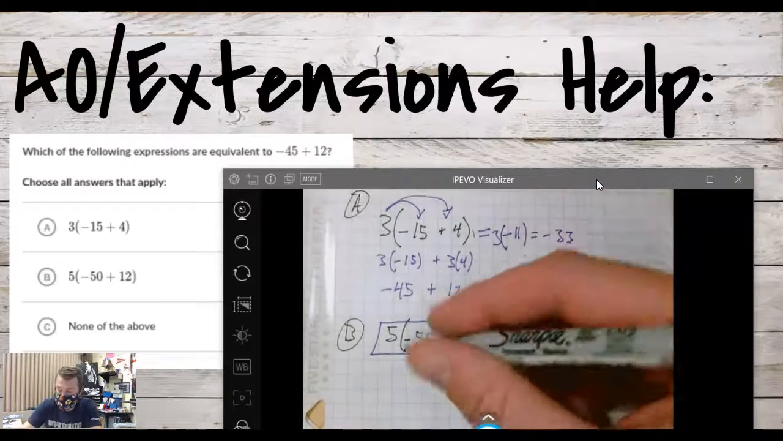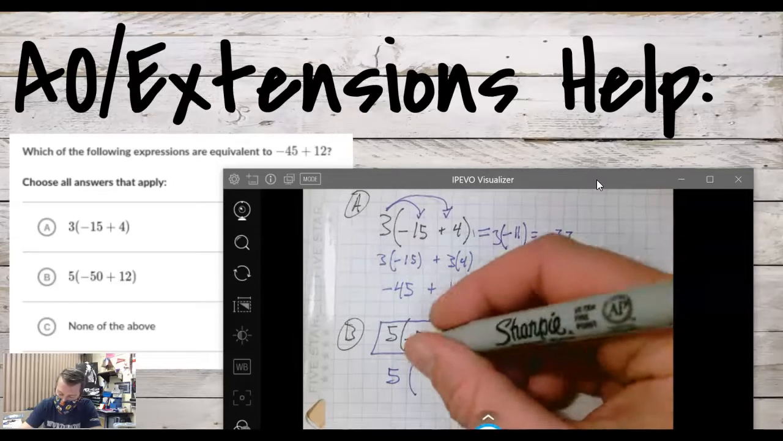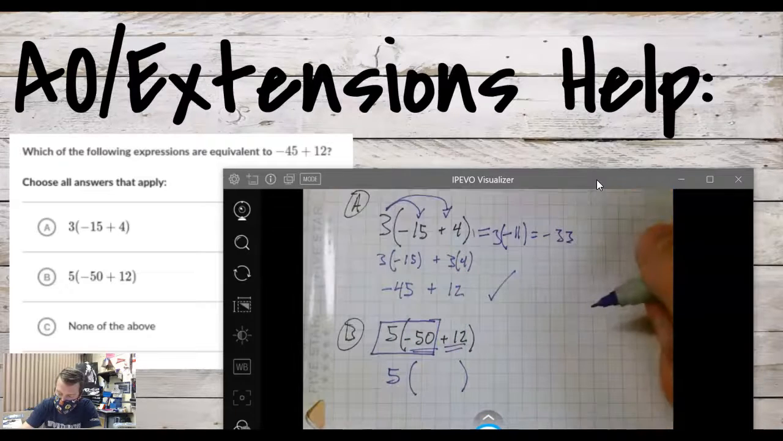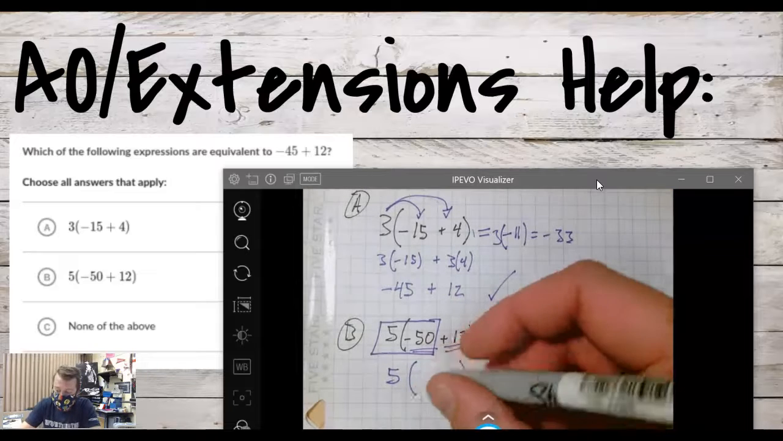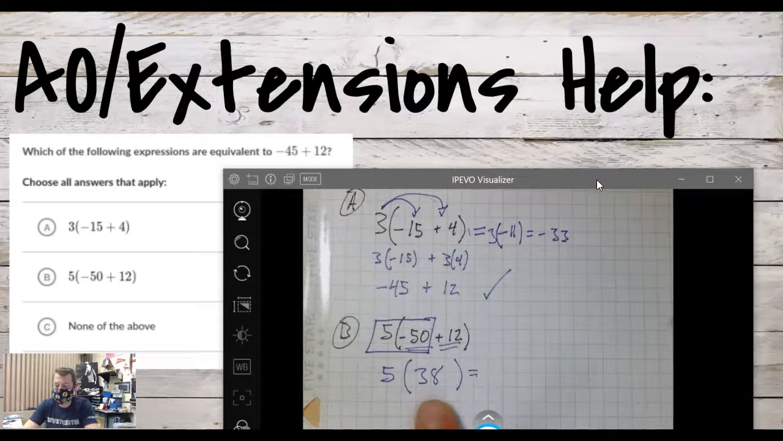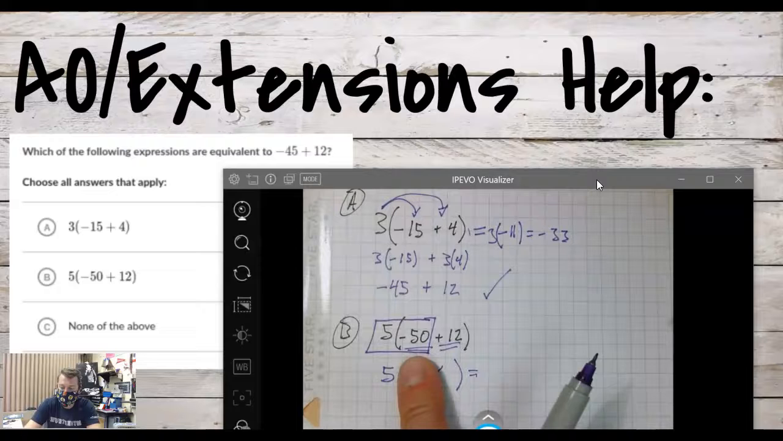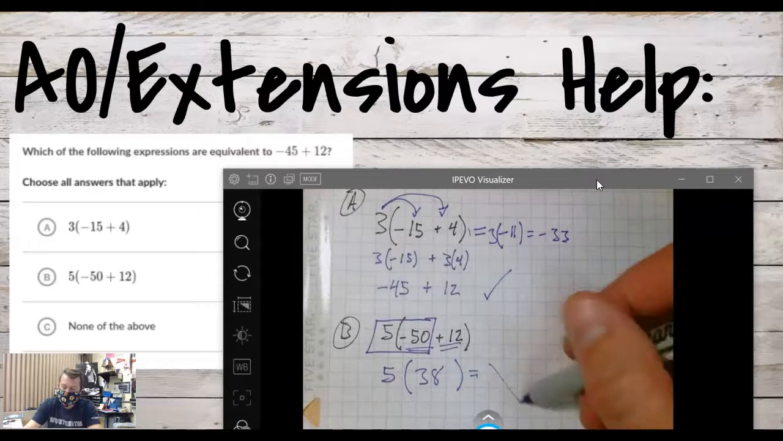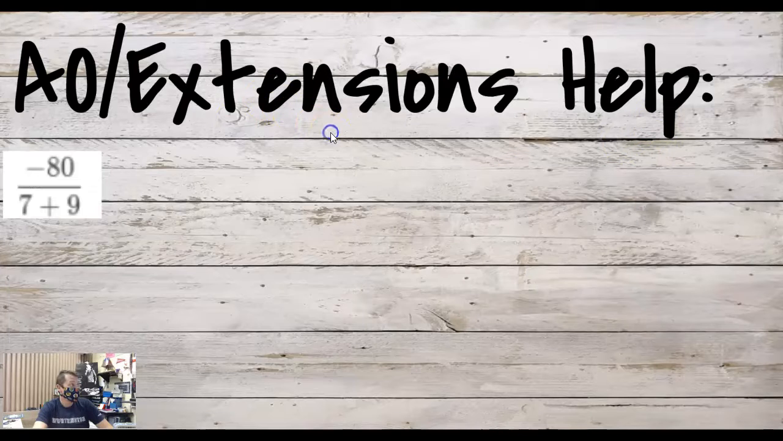So if we follow the order of operations, this should actually be 5 times whatever negative 50 plus 12 is. Bad guys win by 38. And there's no chance that this is going to equal negative 33. Right? There's no chance. So they wanted you to fall in the trap door of doing the subtraction. That does not work. B does not work. We just know that it won't work. A would be our right answer there.